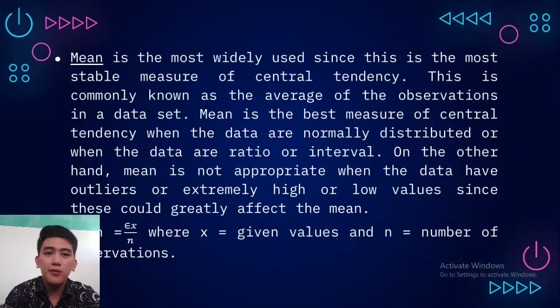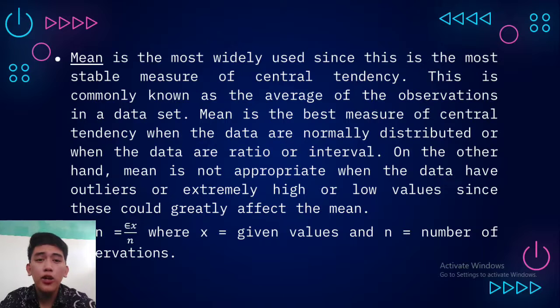First, what is mean? Mean is the most widely used since this is the most stable measure of central tendency. This is commonly known as the average of the observations in a dataset. Mean is the best measure of central tendency when the data are normally distributed or when the data are ratio or interval. On the other hand, mean is not appropriate when the data have outliers or extremely high or low values since this could greatly affect the mean.